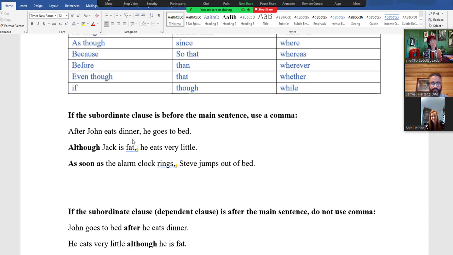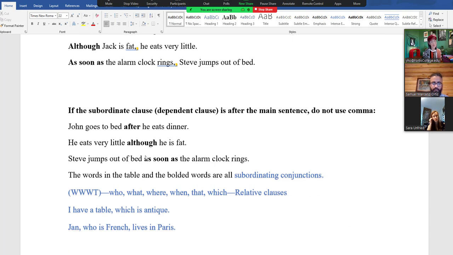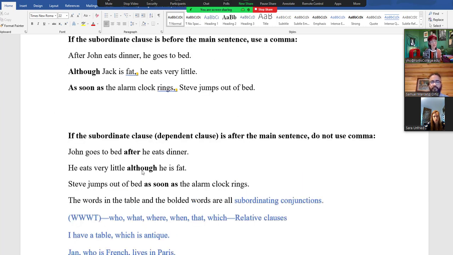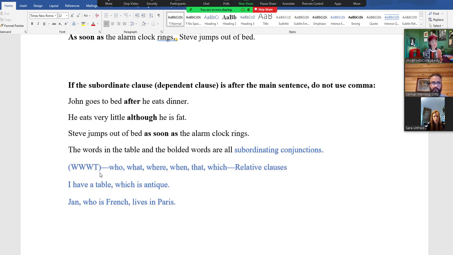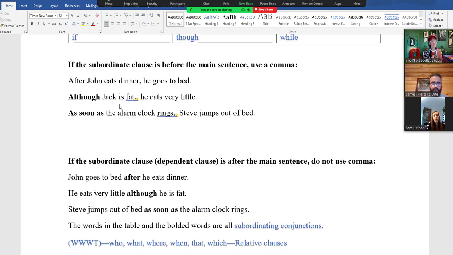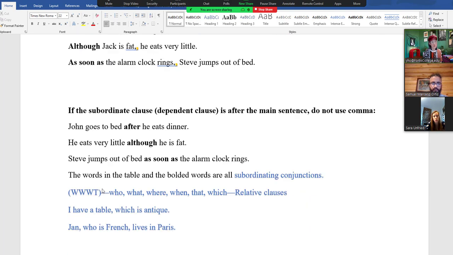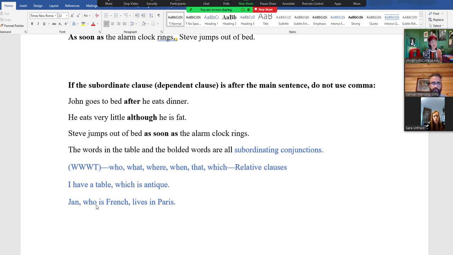Anyway, so if the subordinating conjunction is at the beginning of the sentence, you use a comma. If the subordinating conjunction is at the end of the sentence, you don't use a comma. And so here the words in the table are all subordinating conjunctions. And so this is the comma rule for all subordinating conjunctions except WWWT: who, what, where, when, that, which, relative clauses. Then when you have the subordinating conjunction at the beginning of the sentence with WWWT, then you have two commas, and if it comes at the end of the sentence, you just have one comma.